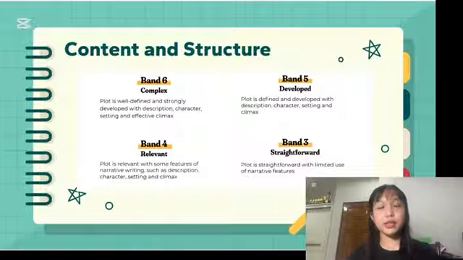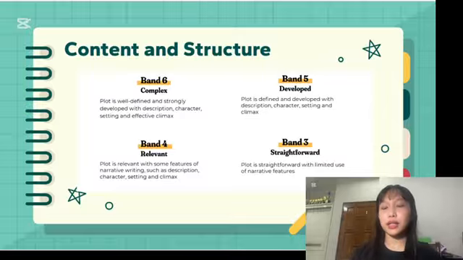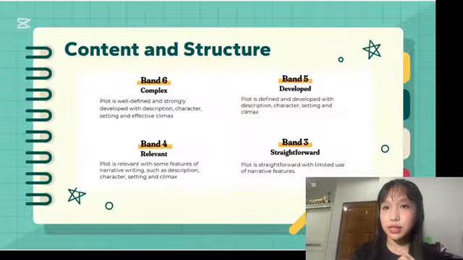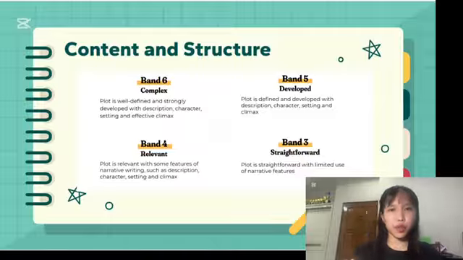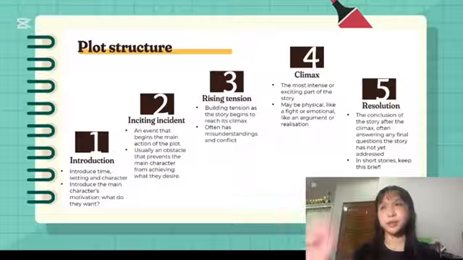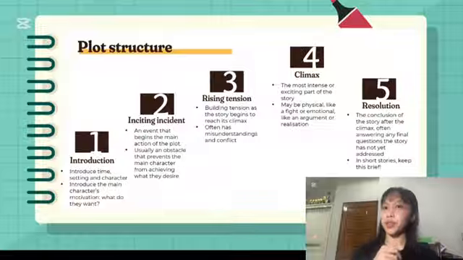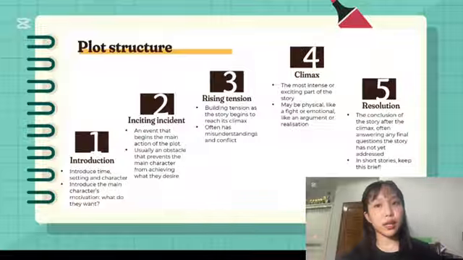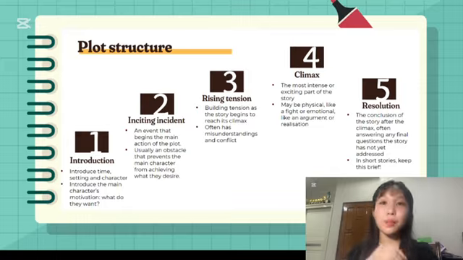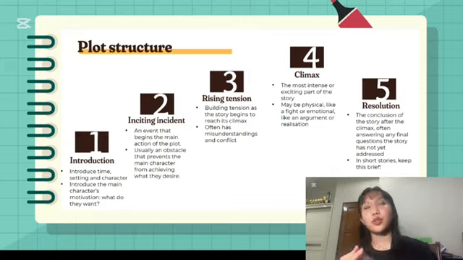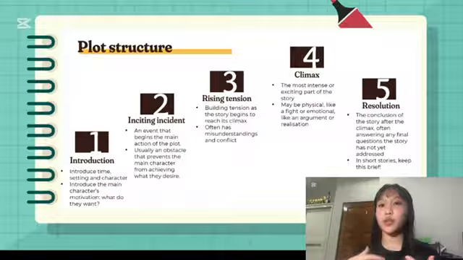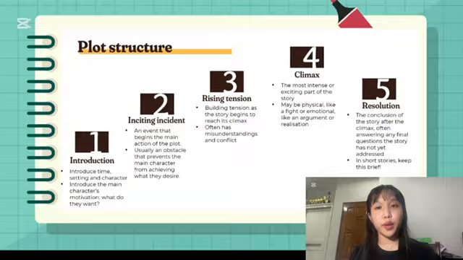Now, obviously, the style that you're going to write is the same. You're going to have a range of sentence structures. You will have some elements of descriptive, but it's not the main thing you're going to focus on. Grammar and spelling are always important. The structure you're going to generally have is similar to what you would have in a book or a film. First, there's going to be an introduction where you introduce the time, the setting, the characters. You introduce your character's motivation and what they want, what they're going to achieve in the story.